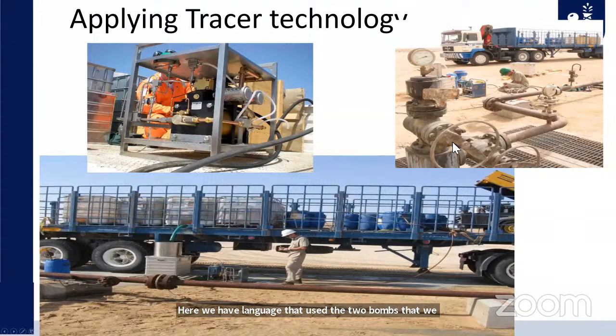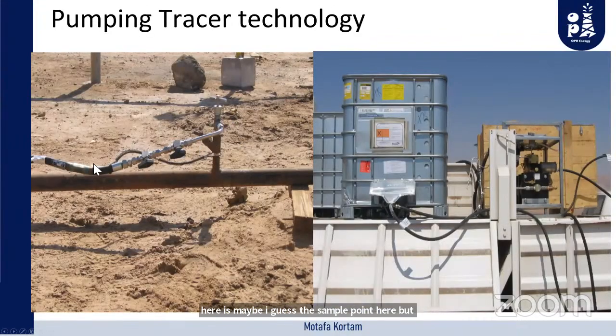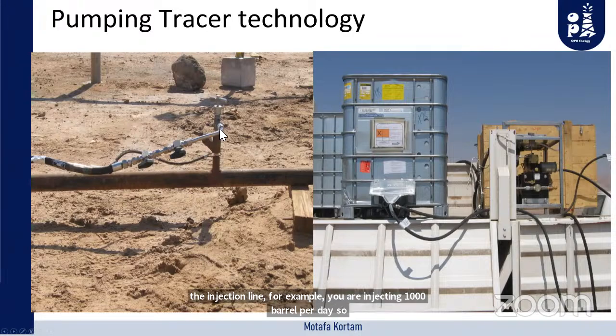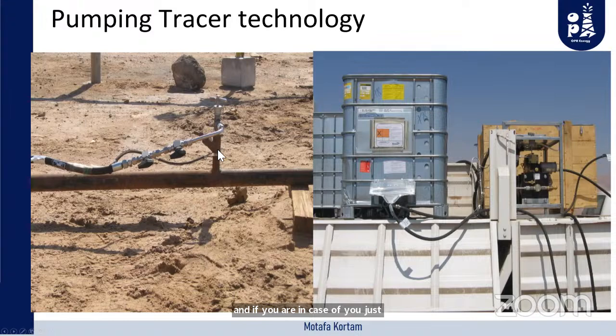That is the injector well that we connected. Here is the sample point, sorry, that is the injection point. So this is the injection of the tracer. There is a very low quantity because you are injecting it as a concentration like 3000 ppm in the injection line. For example, you are injecting 1000 barrels per day, and if you just want 2000 ppm, you just need to inject 20 barrels of the tracer with 2000 barrels per day.